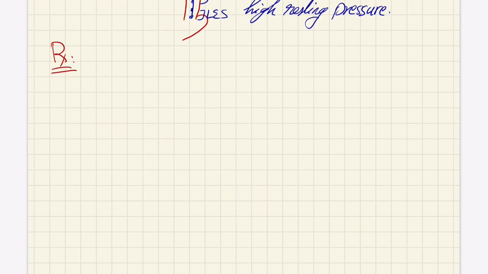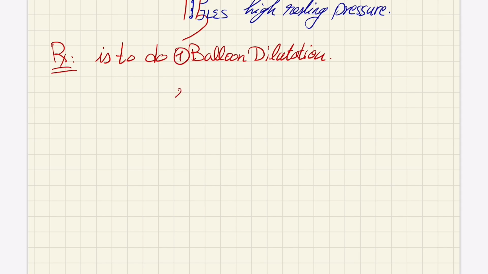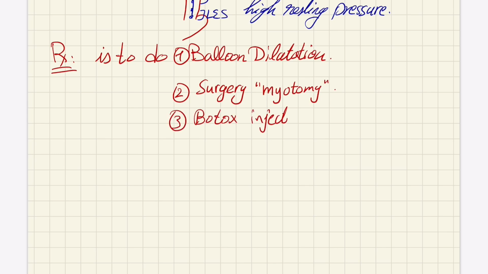Now, for the treatment of achalasia, we have multiple options. If we have a scope with a balloon, we do something called balloon dilatation at the level of the lower esophageal sphincter. We insert a balloon and then inflate it to cause dilatation of the sphincter. We also have surgery to do a myotomy to cut the muscle, and Botox injection, to inject Botox into the lower esophageal sphincter, causing it to relax.